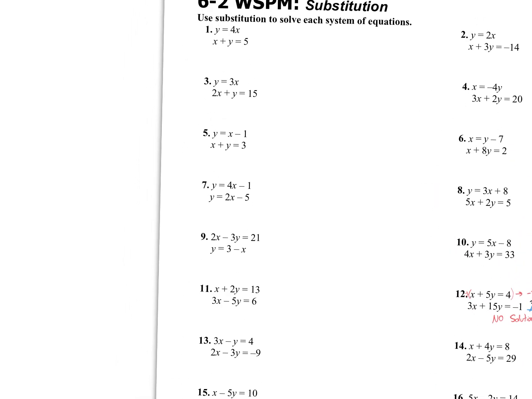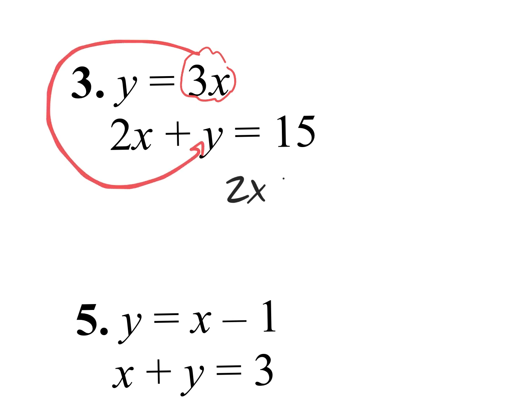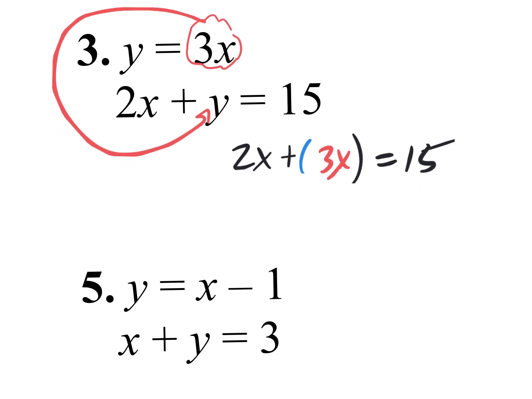Like, for example, right here, you see how you have y by itself? All you have to do is substitute this guy into that y spot. And you'll have 2x plus, that would be a 3x right in there. And then equals 15, and then you could solve. So if you do have an equation that has y by itself or x by itself, substitution's a good choice, because the alternative is to rearrange it and put x's on top of x's, y's on top of y's, equal on top of equal, and number on top of number.